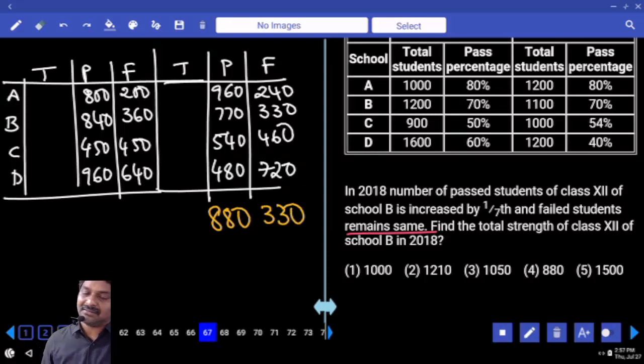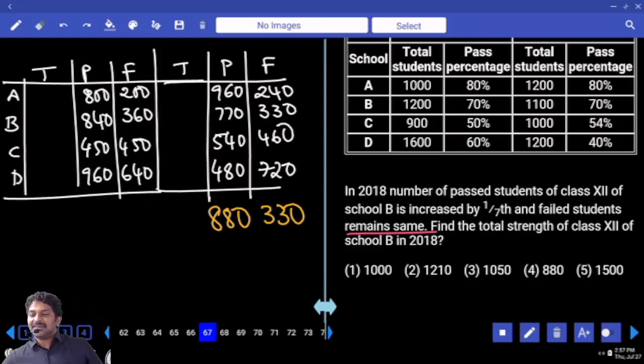Find the total strength. Overall you just add 110, right? How much is that? 1210.